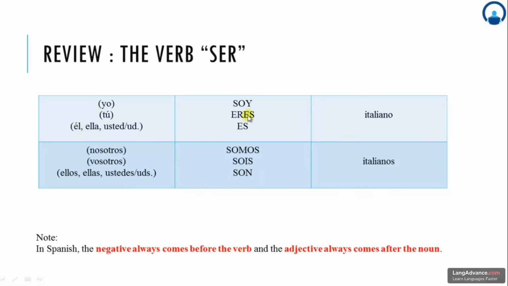Again, to repeat the rule, soy cannot go with any other subject pronoun except yo. Soy corresponds only and only to yo. Similarly, the others: eres corresponds to tú and not to anybody else. Similarly with es, somos, sois and son.